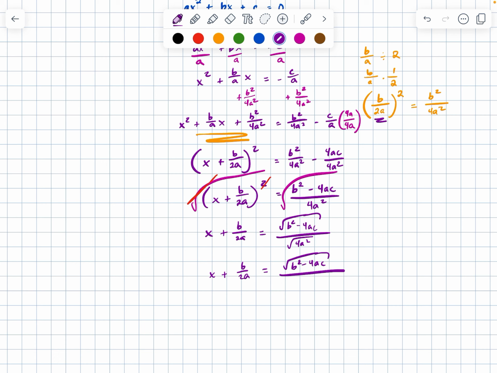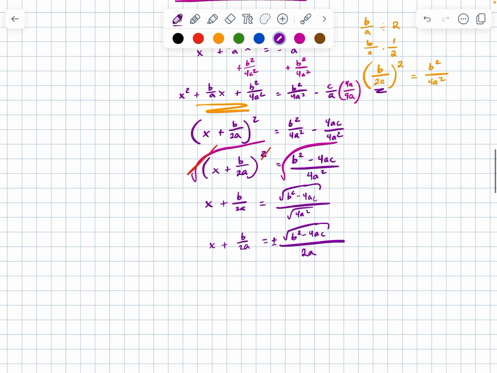What times itself gets me 4a squared? Well, the square root of 4 is 2. The square root of a squared is a. And since I'm taking a square root, I'll add in a plus or minus.